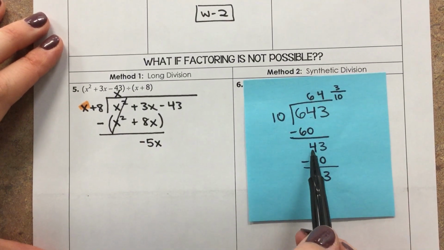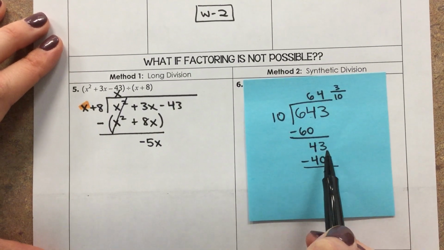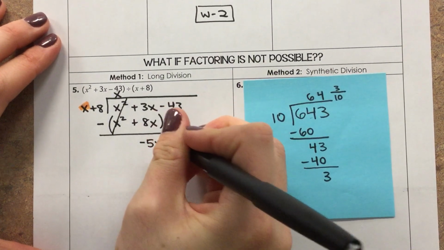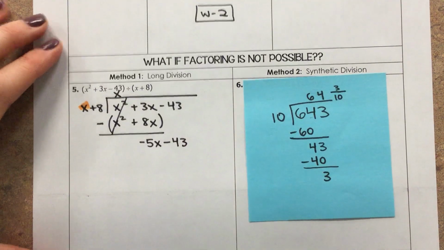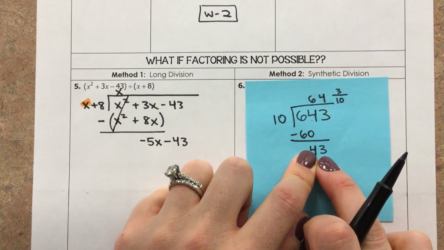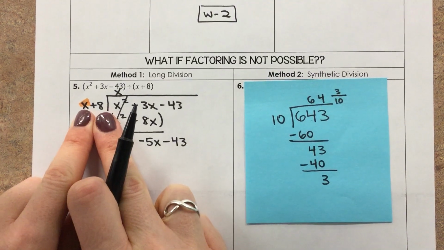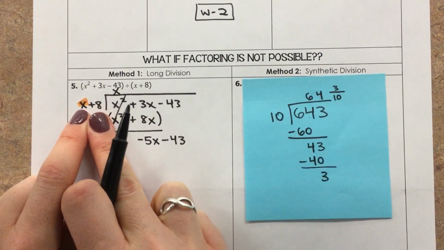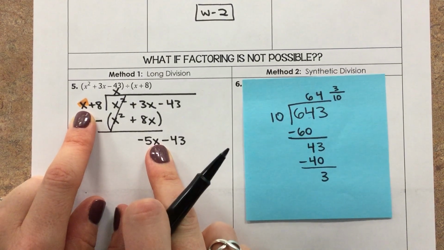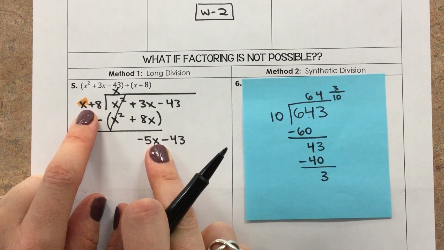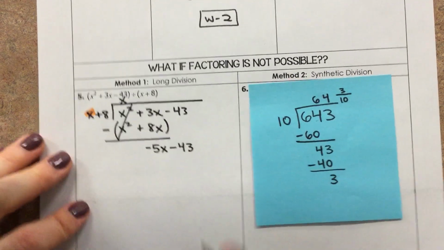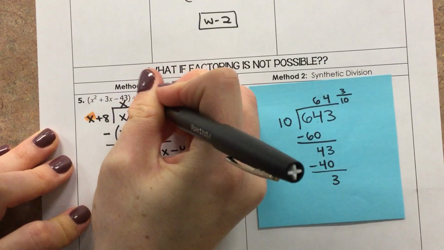And then here, after we had the 4, we took the 3 and we brought it down. So here we're going to take the minus 43 and bring it down and form a new polynomial. And then we repeat that process again. Over here we said, how many times does 10 go into 43? So over here we're saying, how many times does x, remember you only look at the x, go into a negative 5x? Or in other words, what do you multiply x by to get negative 5x? And that would be a negative 5. X times negative 5 gives me negative 5x. So I put a negative 5 right here.